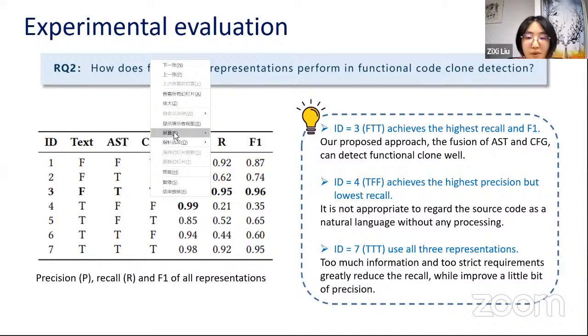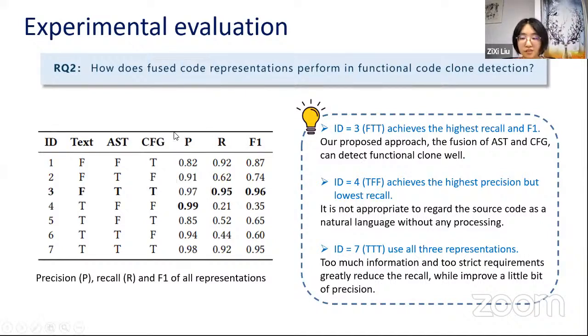The fourth combination, which uses only text features, achieves the best precision but the lowest recall and F1. Although text features achieve the highest precision, it is still not usable. When we use all three features, the result works well, but a little worse than our approach. We get too much information and too strict requirements reduce the recall, while improving precision only a little bit.